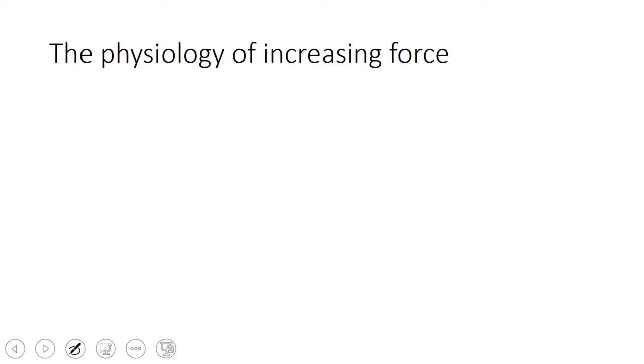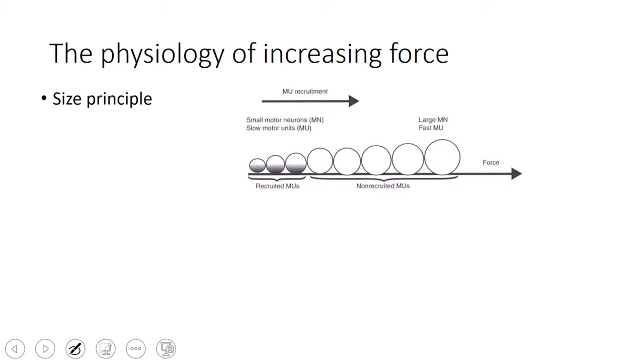So the physiology of increasing motor unit recruitment goes by a number of principles, but really the main one in most of your textbooks is what's called the Henneman size principle. What it says is that the physiological method of recruiting motor units is typically from the smallest motor unit to the largest motor unit.